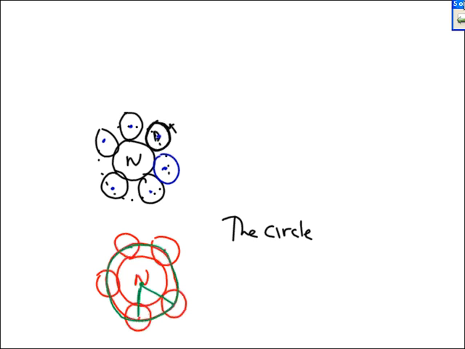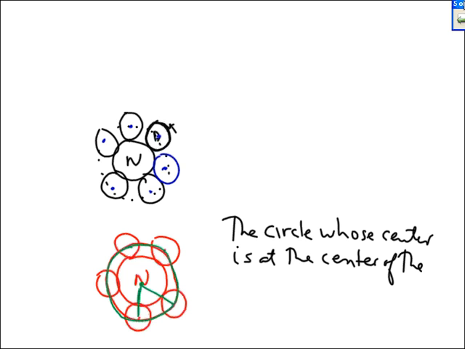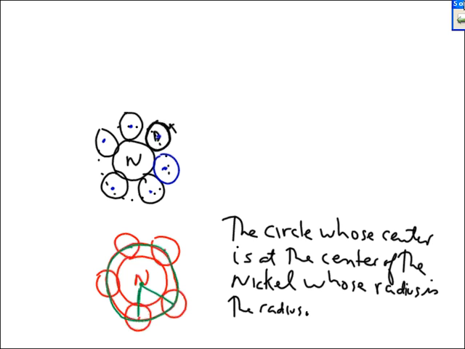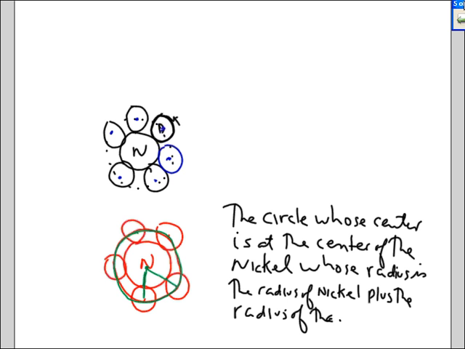So that's how you would describe it. It's the circle whose center is at the center of the nickel, whose radius is the radius of the nickel plus the radius of the dime. That's the radius.